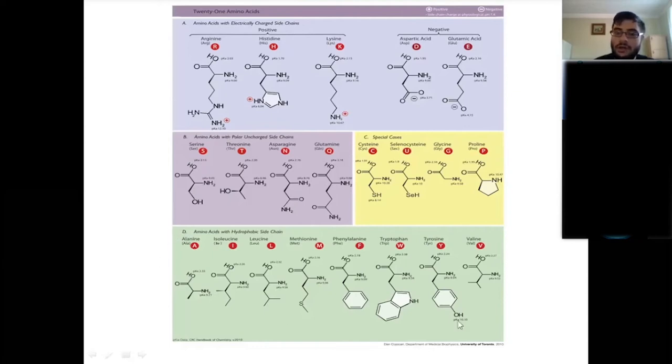And these are all hydrophobic, meaning that they all have either just hydrocarbons or very bulky side chains. For example, this one, phenylalanine, has a big benzene ring. Or this one, tyrosine, even though it has an OH, which you would think would make it polar, but the benzene is so big and hydrophobic that it overpowers the one OH. It's not enough.